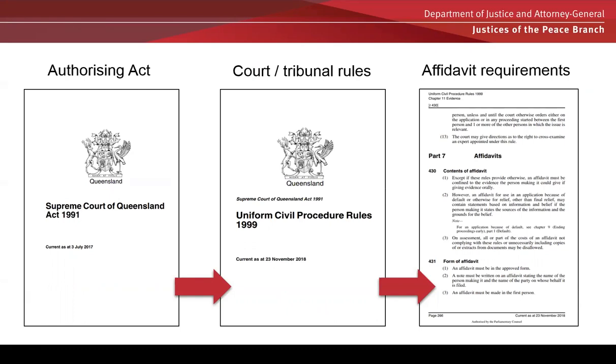An example of this is currently being displayed, and one of the most commonly witnessed affidavits is actually made under the Uniform Civil Procedure Rules, or the UCPR. These rules provide a procedural framework for matters that are before the Magistrates, District or Supreme Court in Queensland. And if these rules aren't adhered to, then the court may not accept the affidavit, regardless if it had been witnessed correctly.